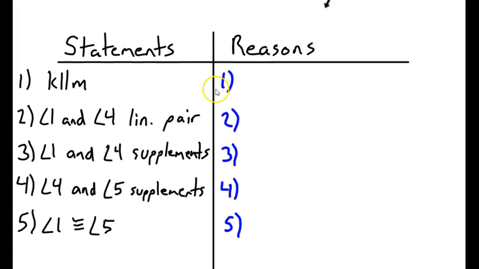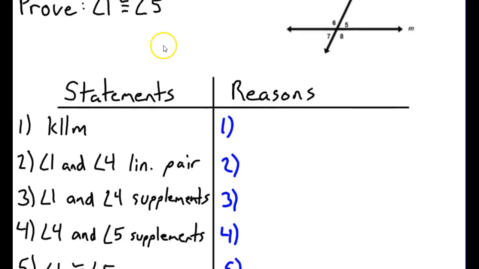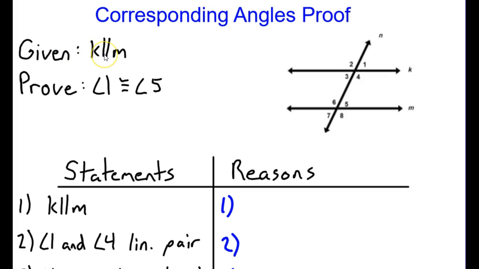Again, we're going to complete a two-column proof. Statements are on the left side, reasons or justification on the right side. The first thing we're always going to write down, for the most part, is our given. So our reason for that is given, the information we're provided with.